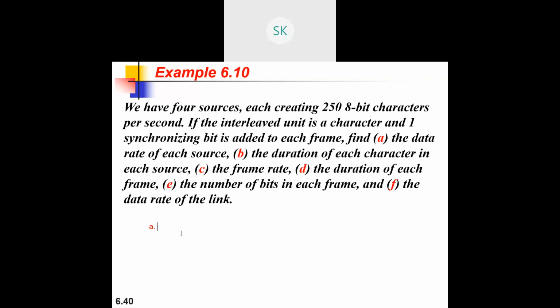So A1, B1, C1. Unfortunately, B1 is not present, so I'll just leave it as empty. A1, C1 along with the empty particular bit, I'm just transmitting it. So before transmission, I'll just add one more bit. This is what you call synchronization.